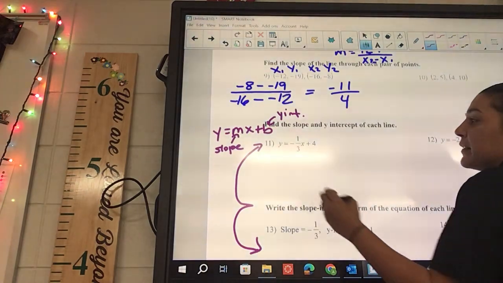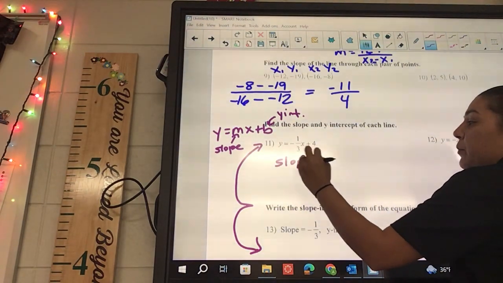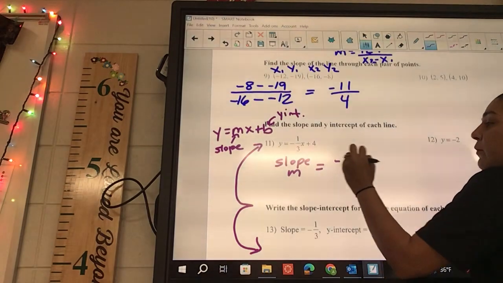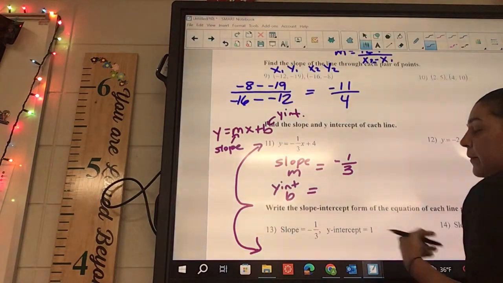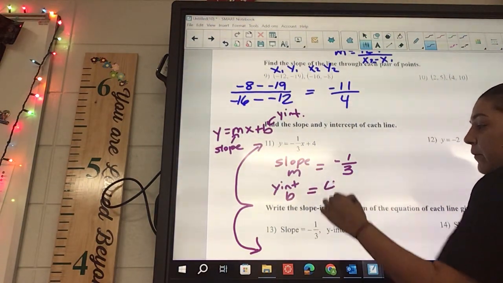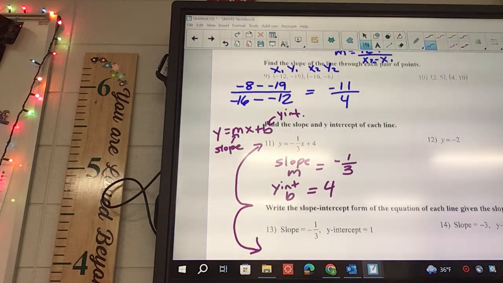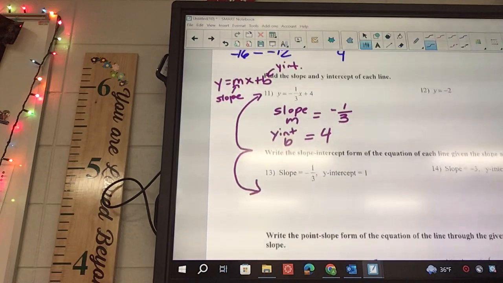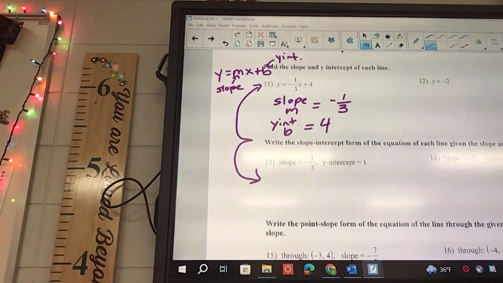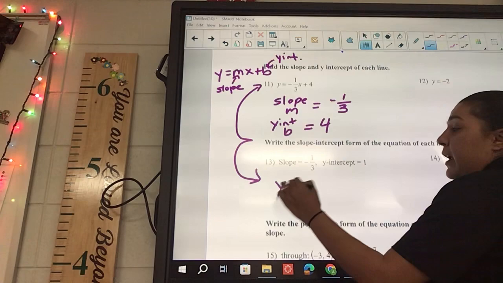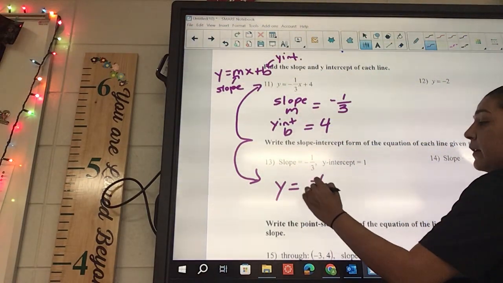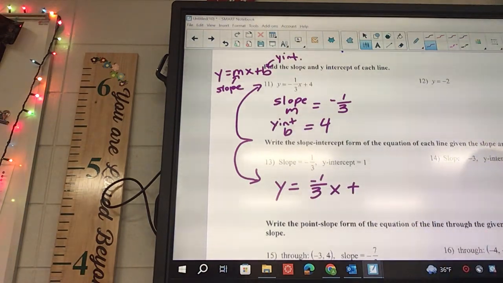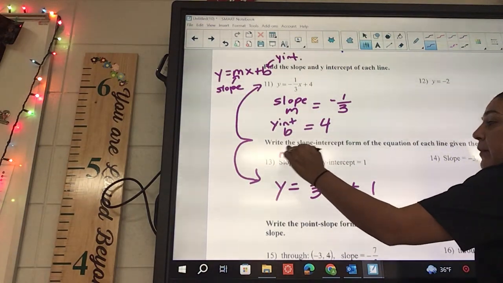Okay, so what's gonna be my slope? My slope, or you could say m equals -1 over 3. What's my y-intercept or my b? 4. Yes, sir. For number 12, the one next to it, what will we put for b? 0. If there's nothing there, it's 0. Okay, this one's gonna look like y equals, what's my m? -1 over 3. X plus, what's my b? 1. Okay, this is my m, this is my b.